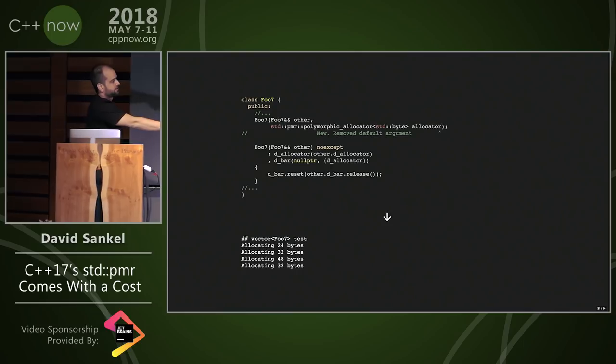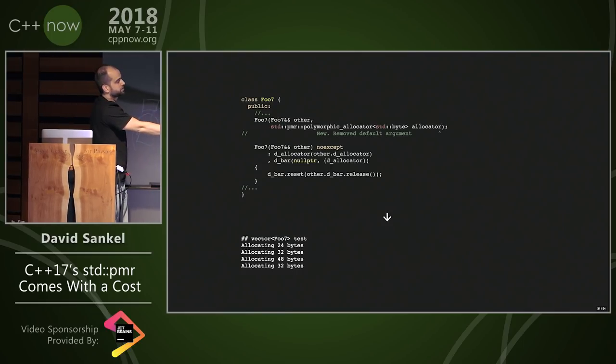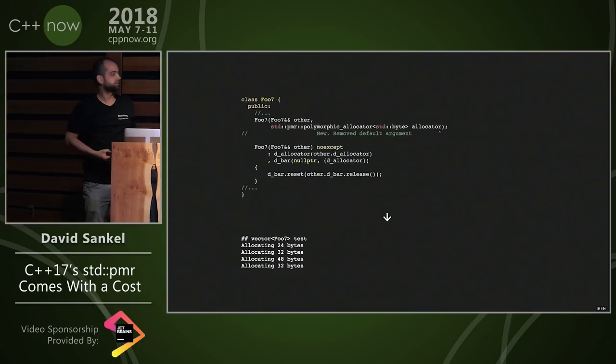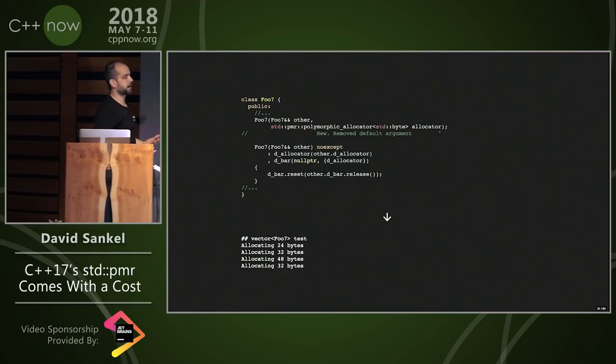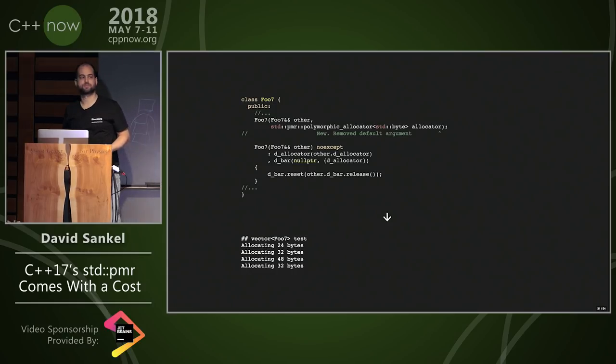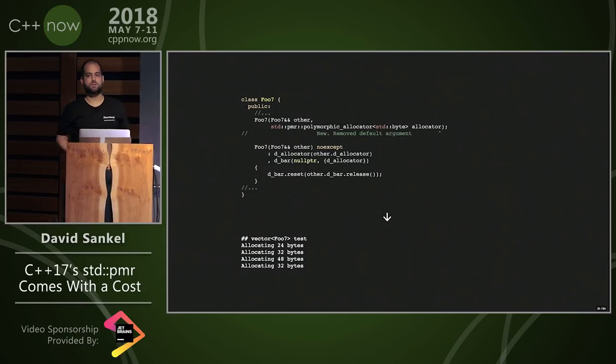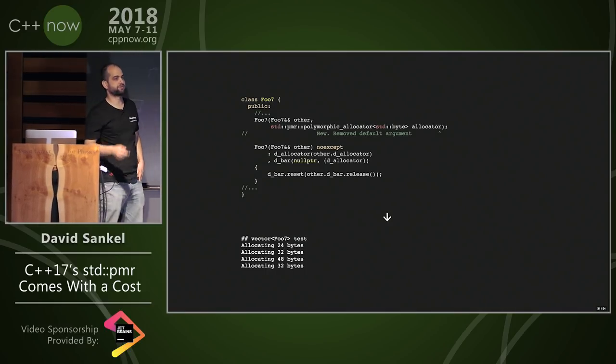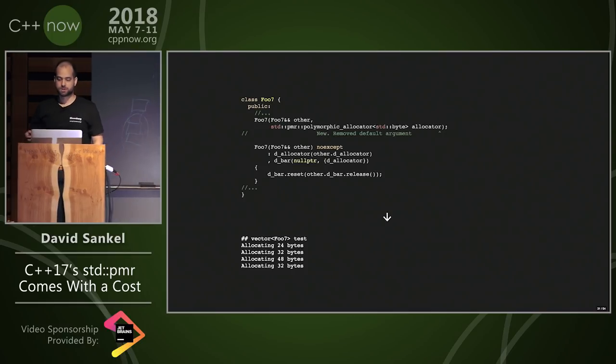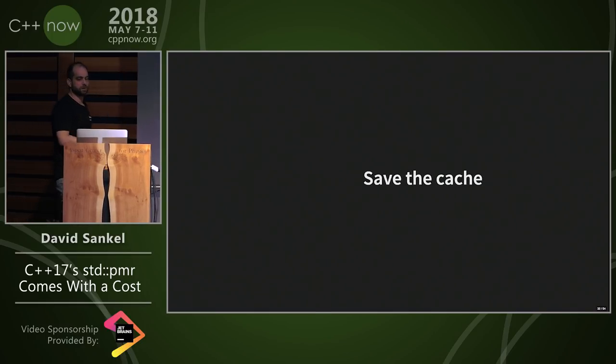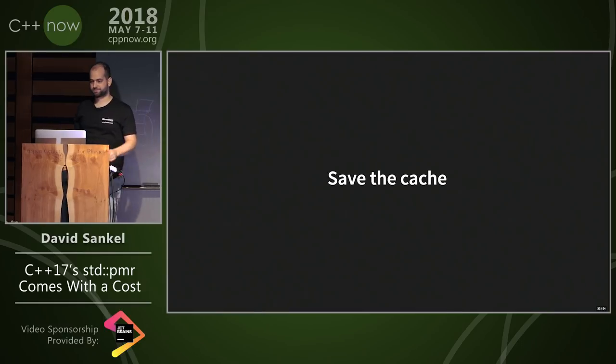But look at all this data, right? And this was originally 8 bytes, this was originally smaller. The reason why this thing has ballooned in size is because we have copies of these allocators all over the place. Right, and when you're talking about high performance code and you're talking about keeping stuff in the cache line, when you double the size of something or triple the size of something, that makes a big difference. Like that's something that you care about because you can have your cache misses. So let's see if we can save the cache.